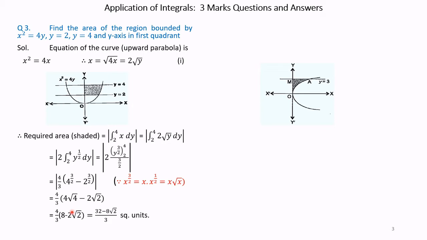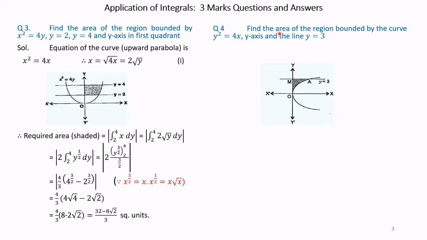Therefore, this can be written as 4 by 3 into, square root of 4 is 2, 2 into 4 is 8, minus 2 root 2 as it is. So, taking LCM, the LCM is 3. The numerator becomes 8 into 4 is 32 minus 2 root 2, that is the answer in square units. Next question.